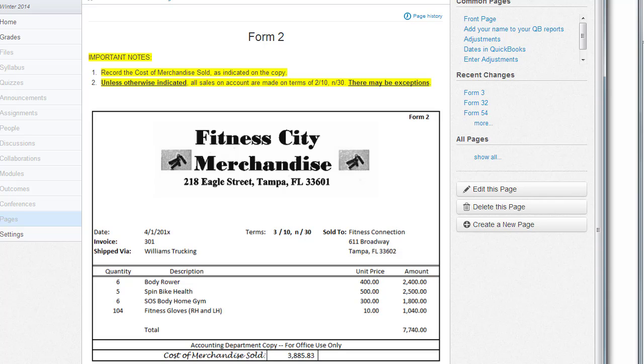Remember, you are the accountant for Fitness City. It looks like Fitness City sold merchandise to Fitness Connection. And it looks like we sold them some of our inventory.